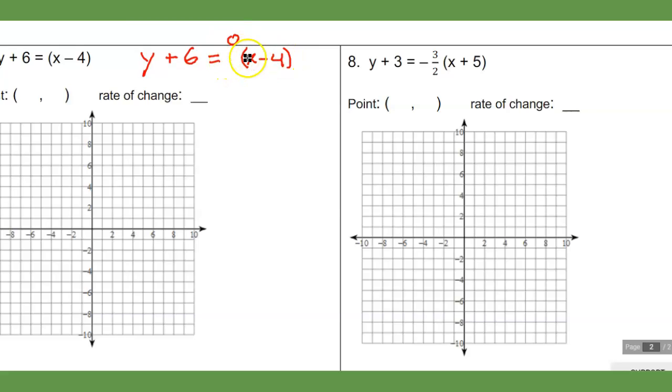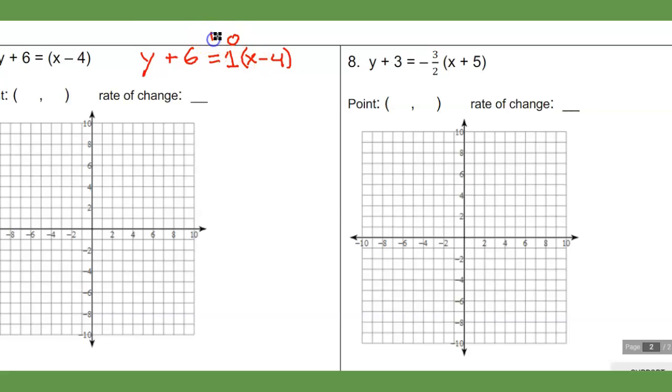0 times x minus 4 would be 0, so it would not make this thing the same. You want to keep it exactly the same. So if you put a 1 here, 1 times x minus 4 is still x minus 4, so it doesn't change it. So that's how we're deciding whether to use zeros or ones.